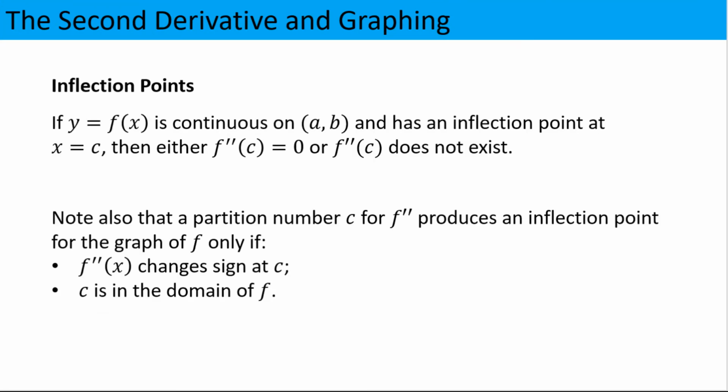Inflection points. If y equals f of x is continuous on the interval (a, b) and has an inflection point at x equals c, then either f double prime of c equals 0 or f double prime of c does not exist. Note also that a partition number c for f double prime produces an inflection point for the graph of f only if f double prime of x changes sign at c and c is in the domain of f.